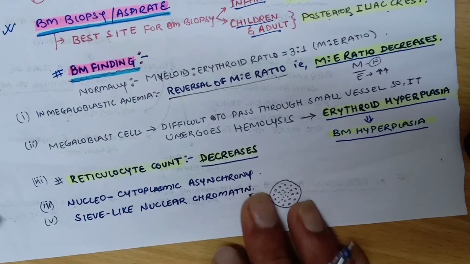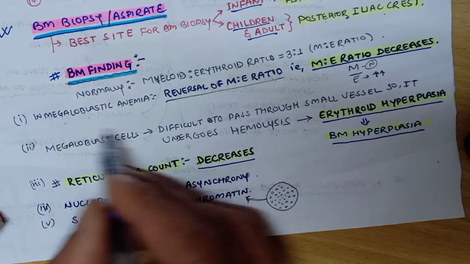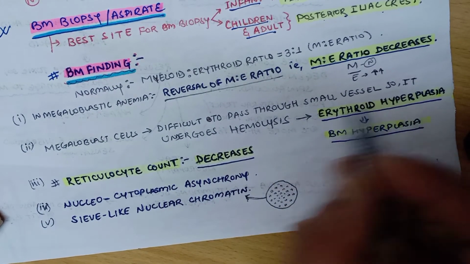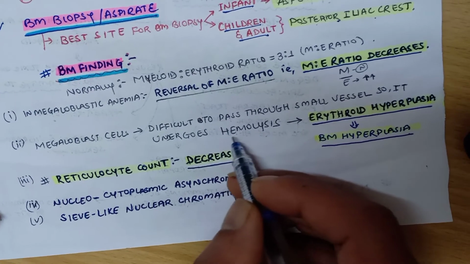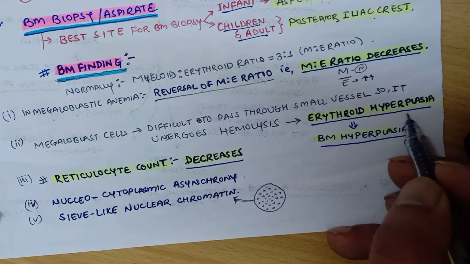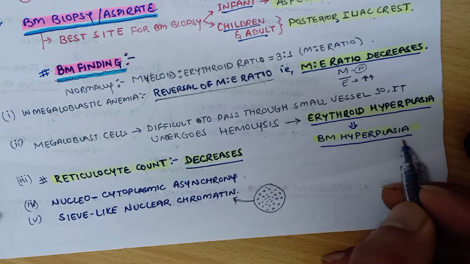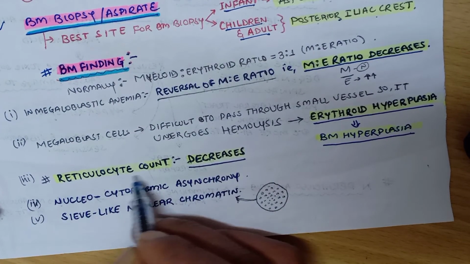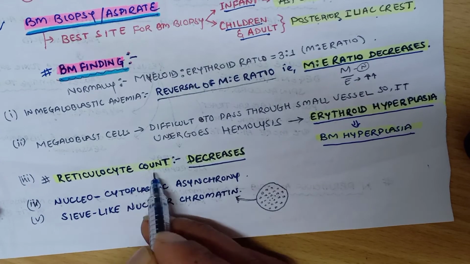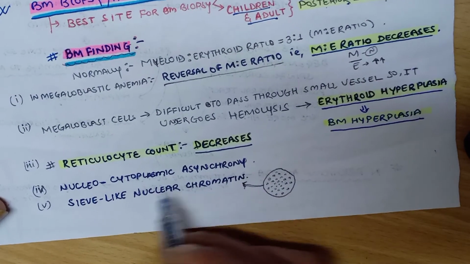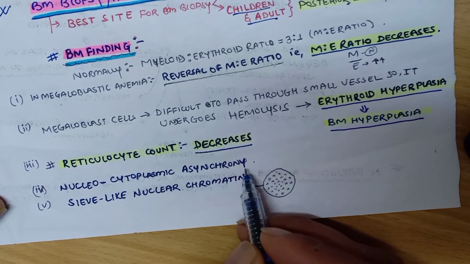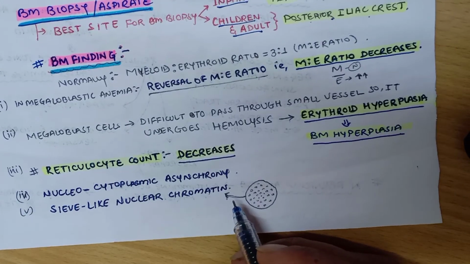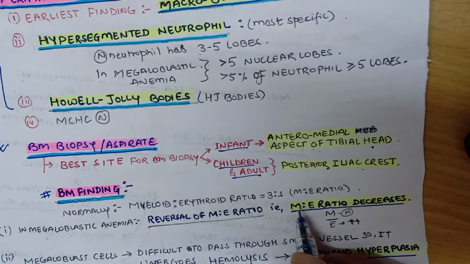In megaloblastic anemia, there are large cells. These megaloblast cells find it difficult to pass through small vessels, so they undergo hemolysis. This will result in erythroid hyperplasia, which will result in bone marrow hyperplasia. Also, in megaloblastic anemia, there is decrease in reticulocyte count. You will also see nucleocytoplasmic asynchrony and sieve-like nuclear chromatin. So this is an overview of megaloblastic anemia.